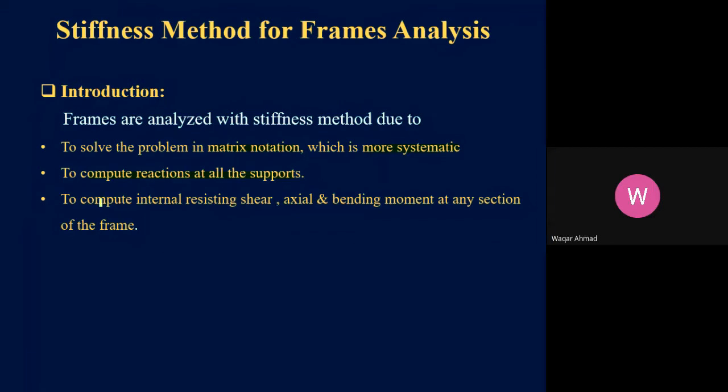And lastly, you have to determine the internal resisting shear forces, the axial forces, and the bending moments at any section of the frame, so that you are able to draw the shear force and bending moment diagrams for all the members of the frame structure. So these are the three basic aims of the analysis using the stiffness method.